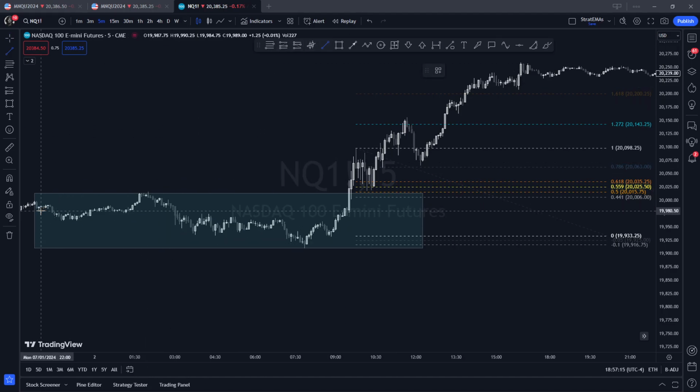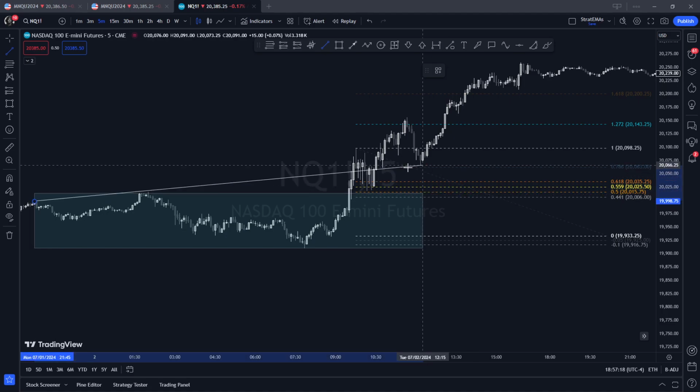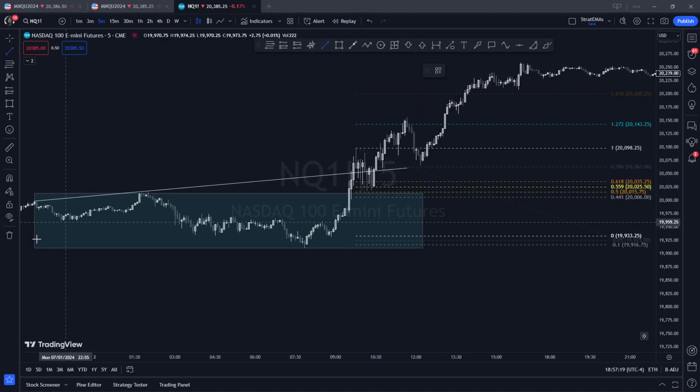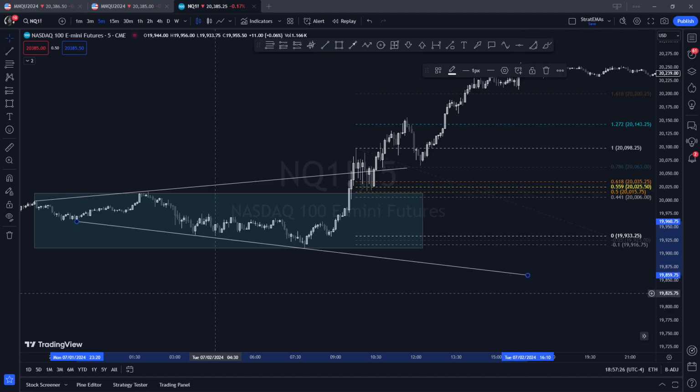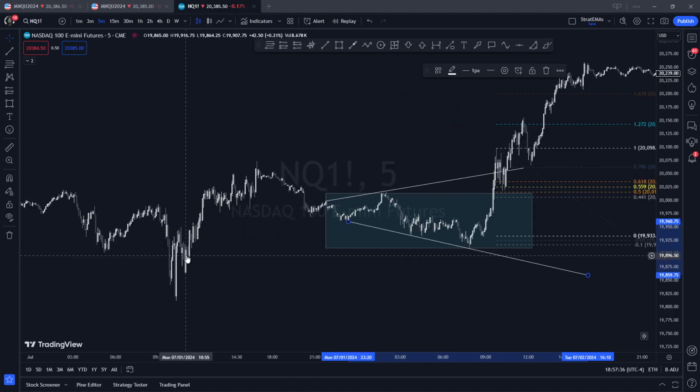And when I say that, I mean, as far as broadening formations are concerned, I'm not going to get too into that right now. But this is basically the broadening formation of the high and the low sweep. So here we have a high, and then we create another high. From there we sweep a low.